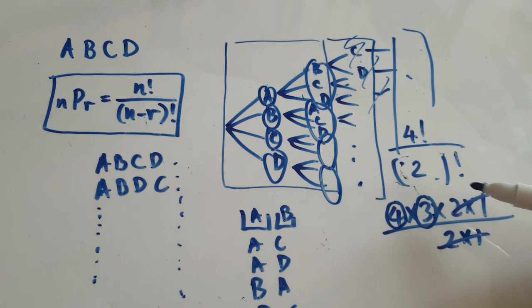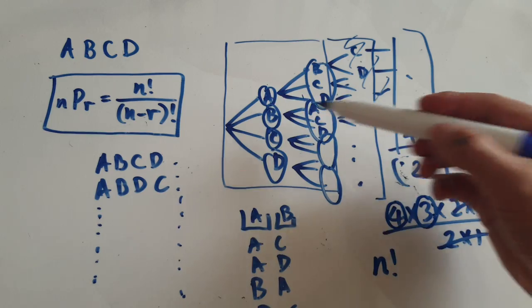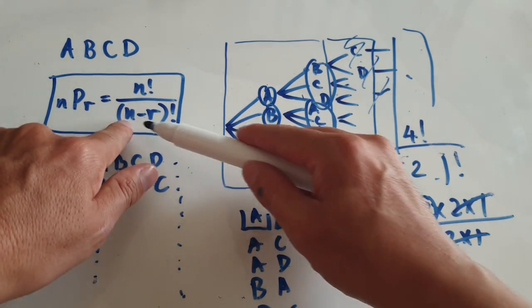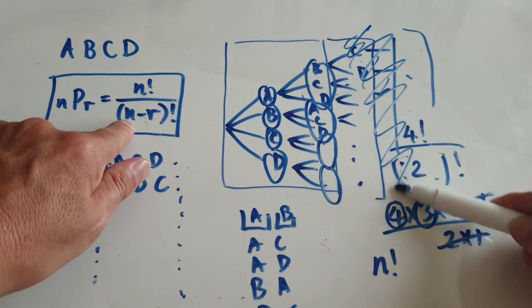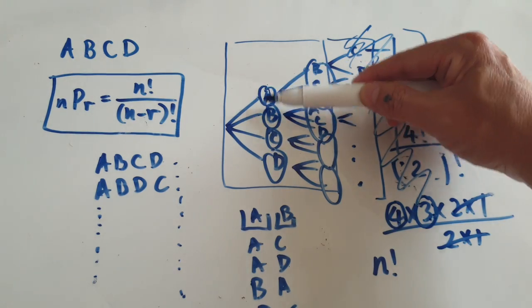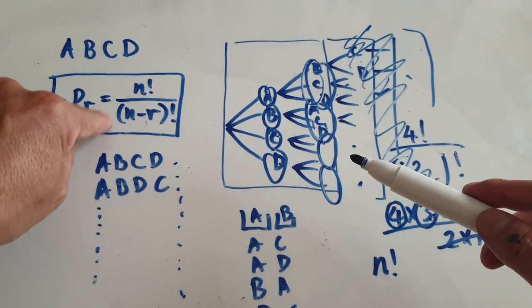So when you look at the formula, n factorial gives you all the possible branches, but then you need to do this n minus r thing, which discards this bit here, giving you 4 times 3, giving you 4 lots, and then each lot will have 3. Hence the reason why you have this formula.